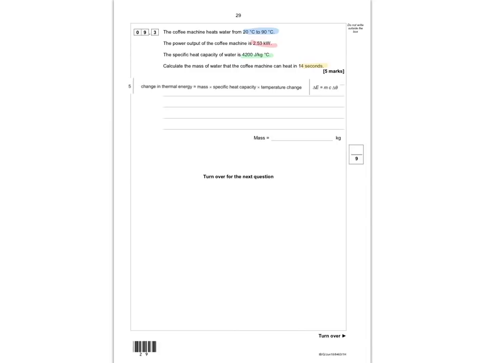If you look at that equation, we have got some of these terms already. You can see that the temperature change is here, so we need to work out a change in temperature by doing 90 minus 20, and we also have the specific heat capacity already. We're trying to find the mass, so that means we need to calculate the energy. But we don't have energy, we've got power. So we now need to use another equation to find energy from power and time.